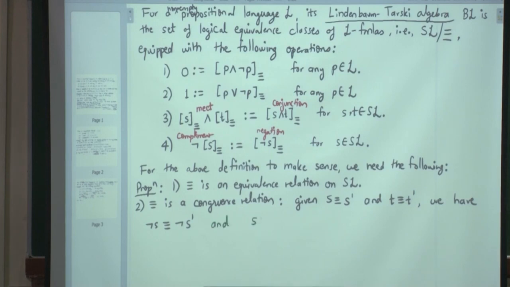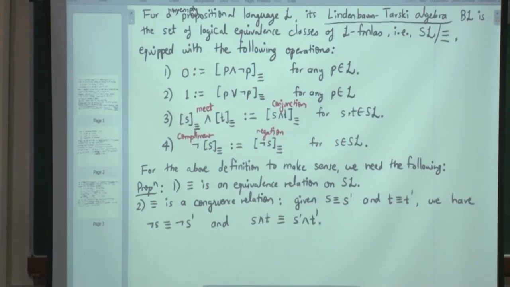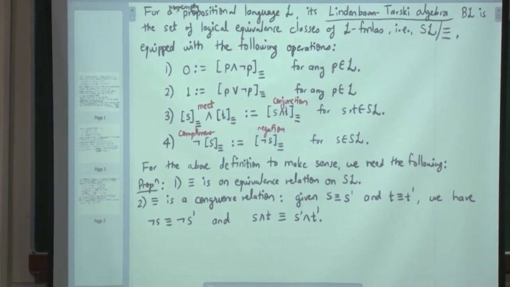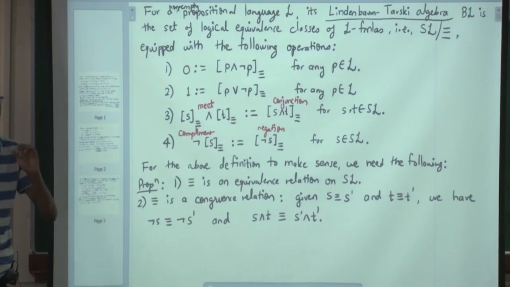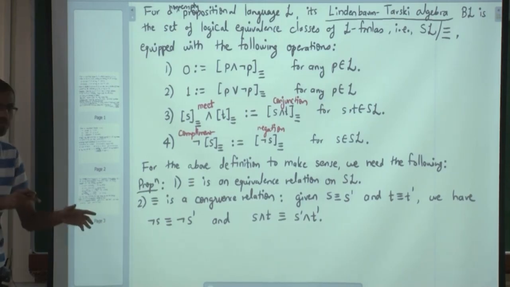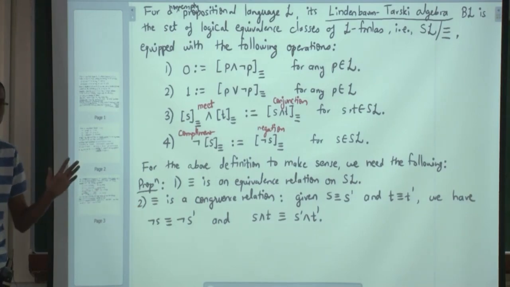Then, second property, that S conjunction T is logically equivalent to S prime conjunction T prime. So, let us repeat the argument. Given a valuation V, V of S conjunction T is true if and only if S and T both are true for V, if and only if S prime and T prime are both true for V, and if and only if V of S prime conjunction T prime is equal to true. You can write these two lines.